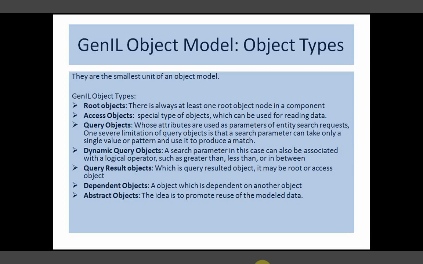So this is the dependent object. The address is dependent on a root object like customer details, because if we want to fetch the address, we need to know to which customer I need to provide the address. So in these types of scenarios, we would be using dependent objects.